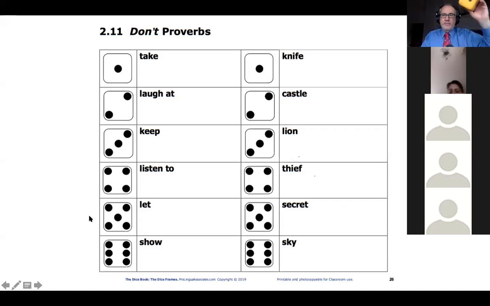Let's try one more. Don't proverb. I've got a 4, which is listen to, and a 3, lion. Listen to and lion. Don't listen to a lion named Scar. Don't listen to a lion while he's roaring. That's really cool, Innovation Hub.